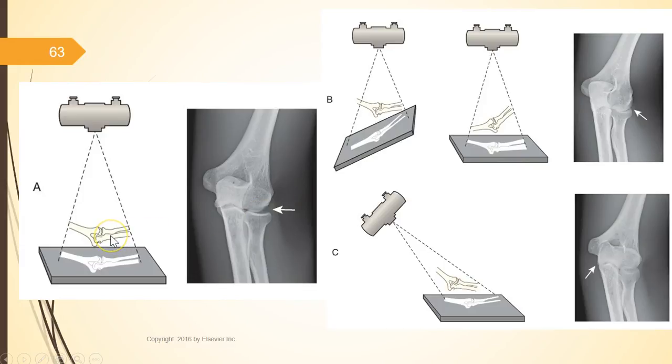The person has their arm correct, the tube is correct, and the IR is correct. Now, if you look at figure B right here, we've moved the IR and we've made an angle there. That's not good. So there is improper alignment among the tube, the part, and the image receptor. So either this is wrong or the person is wrong.